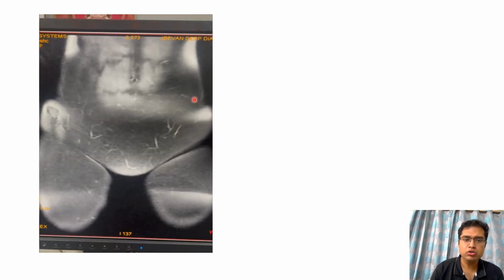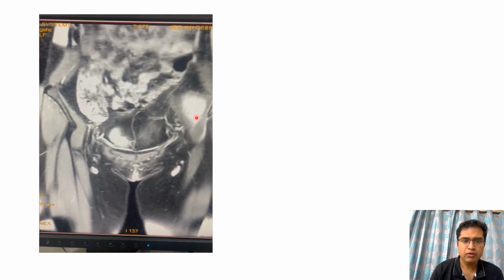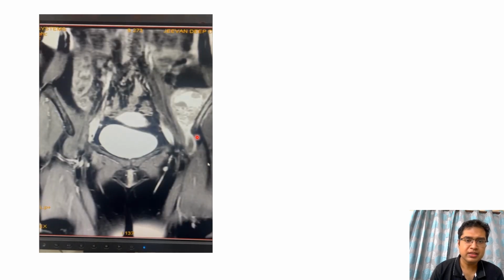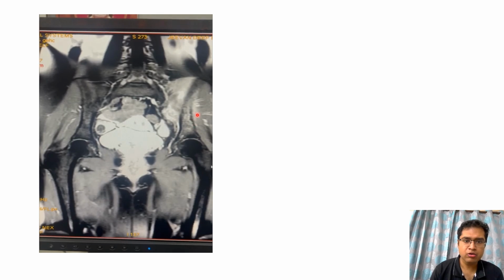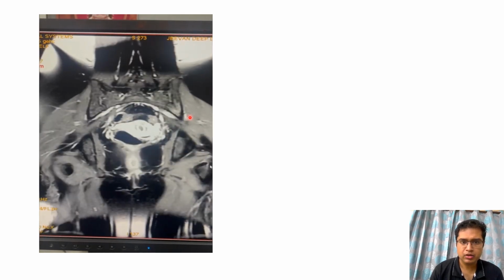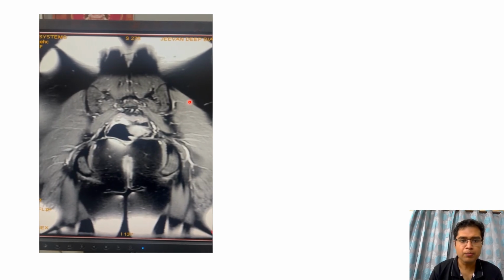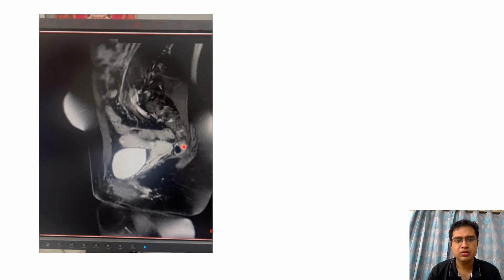These are the T1 post-contrast coronal images. Here we can see that there is a peripheral enhancement and also some edema in the surrounding iliac bone. These are the sagittal images, post-contrast.